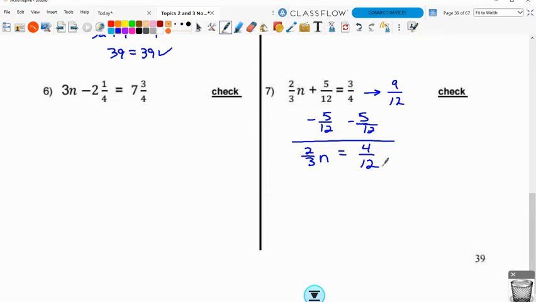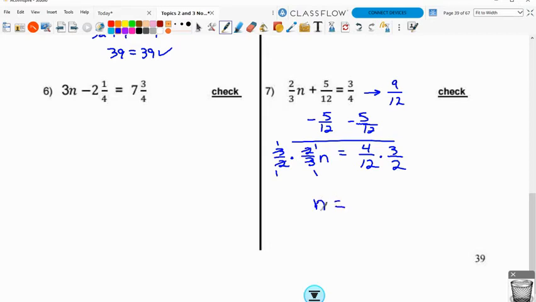Now to get the value of n, we're going to multiply both sides by the reciprocal of 2/3, which is 3/2. So we do it on the left and the right-hand side, multiply by 3/2. On the left-hand side, the 3's become 1's, the 2's simplify to 1's, so all of this on the left is just n.